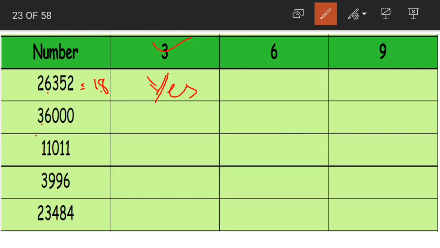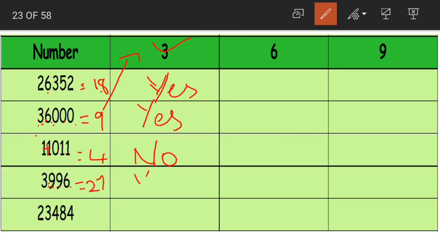Next, 36,000. 3 plus 6, 9. 9 plus 0s, 9. Now 9 is a multiple of 3. 3 threes are 9. So again 36,000 is also divisible by 3. 11,011. 1 plus 1, 2. 2 plus 0, 2. 2 plus 1, 3. 3 plus 1, 4. No, it is not a multiple of 3. 3 plus 9, 12. 12 plus 9, 21. 21 plus 6, 27. Yes, it is divisible by 3.